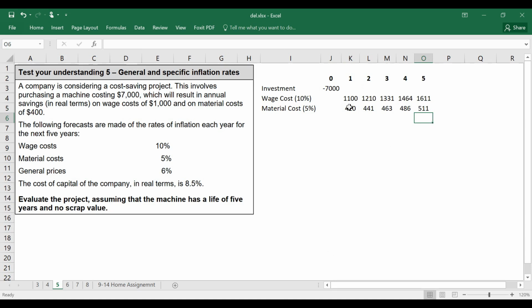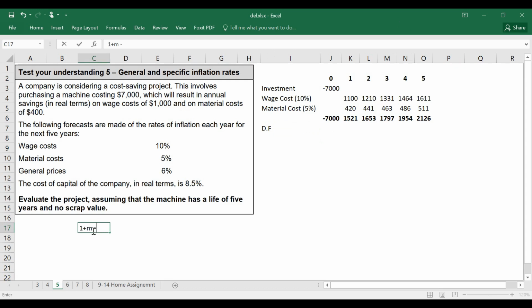Now I am going to sum them up. So I am copying this and I will paste it here. So these are our inflated cash flows, right? Now I will multiply them with our discount rate. Here our discount rate should be the nominal discount rate, which is not given in this question, but we will calculate it using this formula.